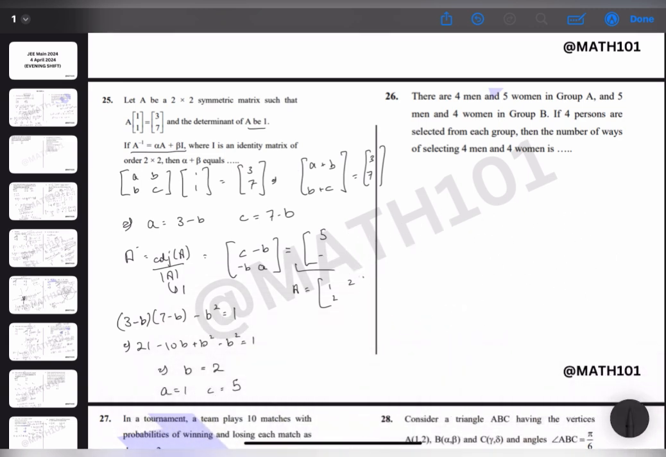There are 4 men and 5 women in group A and 5 men and 4 women in group B. 4 persons are selected from each group. The number of ways of selecting 4 men and 4 women is... So we'll divide it into cases. This is the number of men and women selected from each group, and 4 selected from each group. So let's say 4 men 0 women, 3 men 1 woman, 2 men 2 women, 1 man 3 women, and 0 men 4 women.